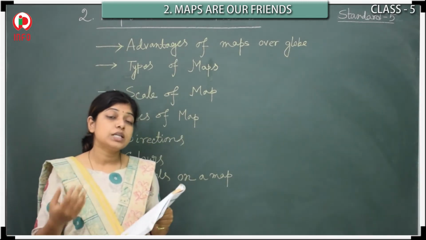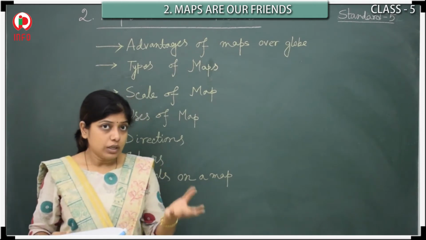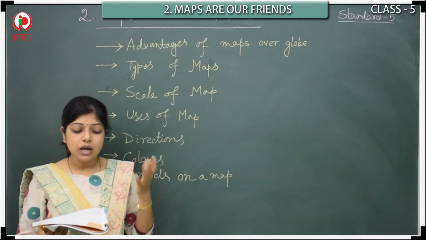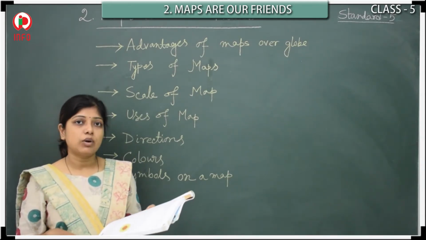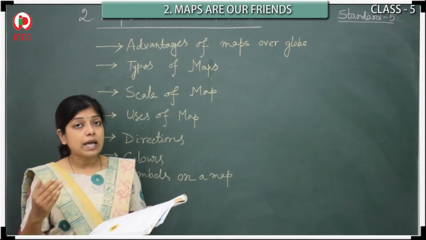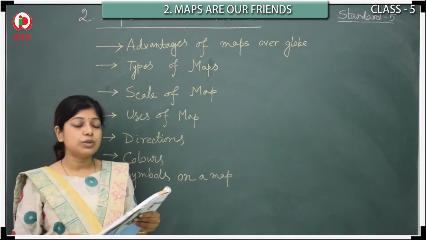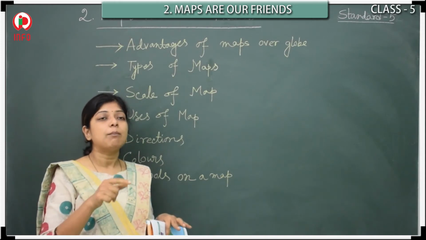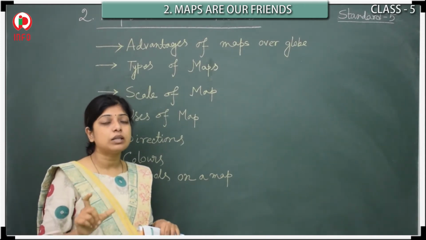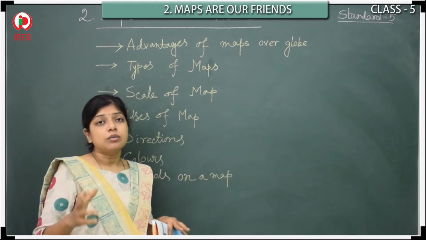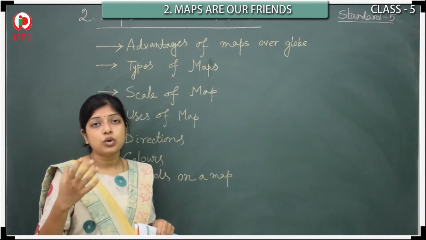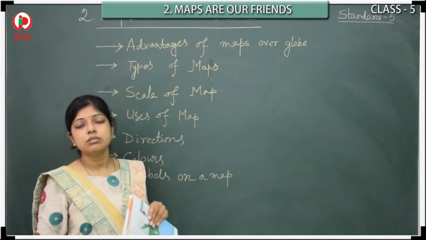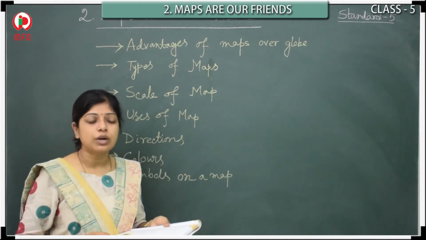Next, uses of maps. For what purposes do we use the map in our daily life? Now we will discuss those things. To calculate the approximate distance between two cities, if you see two cities in the map, then you should have one idea what the approximate distance may be. Not the exact distance, that is not possible, but the approximate distance it is possible to understand.